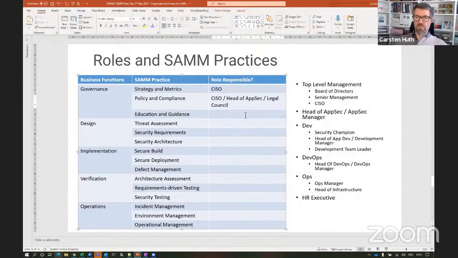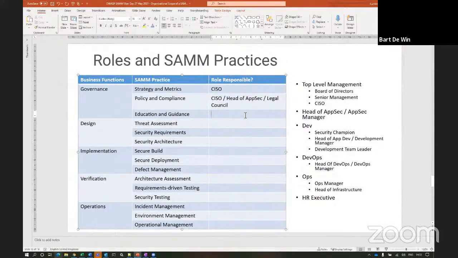Kerstin, can I link back to the assessments that you want to do? Because I think this is also linked to the people that you want to ask the questions to. What we typically do is we don't ask the question to a single person, but to multiple persons. For strategy and metrics, for instance, if you would ask the CISO what the strategy is, he will give you some document. And the question is how well is that strategy known throughout the organization? So it's important to definitely ask questions to multiple persons.